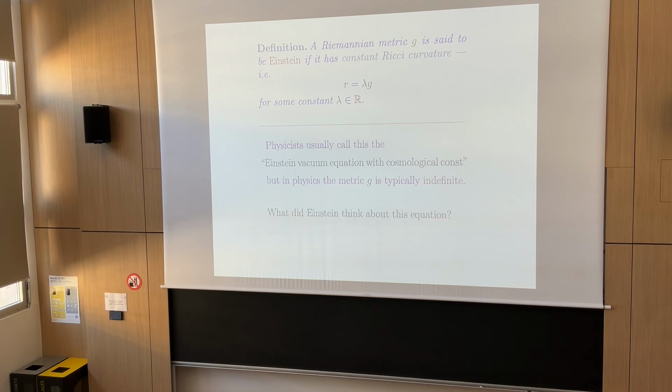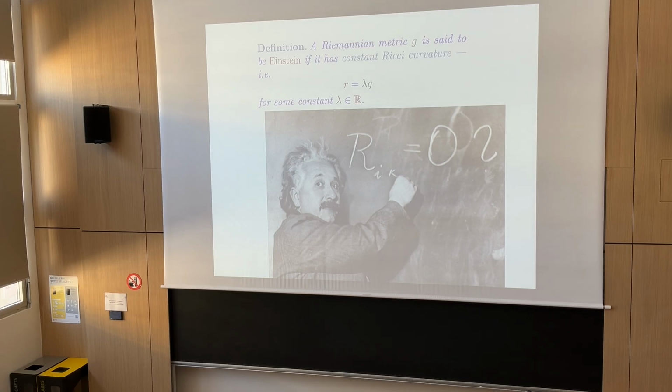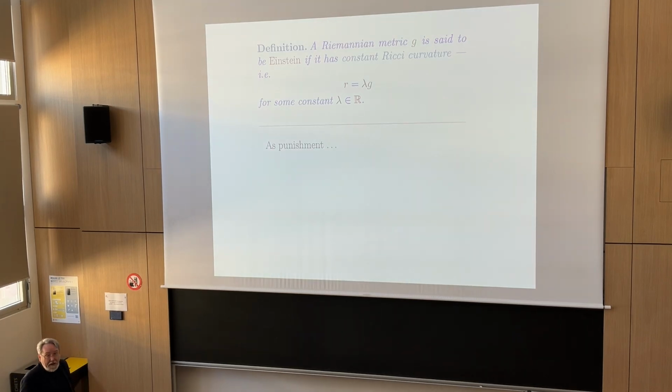But on the other hand, what did Einstein think about this equation? In fact, he called it the greatest blunder of his life in a conversation with George Gamow. And here's a picture of him around 1930, where he's definitely thinking that, well, he really wishes he had never mentioned the possibility that in empty space, the Ricci curvature might be anything other than 0. So as punishment, mathematicians call lambda the Einstein constant.